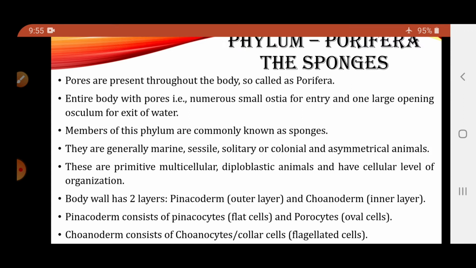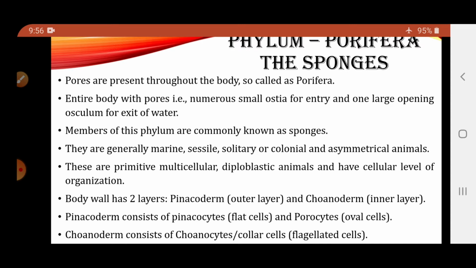Now, the outer layer, which is called pinacoderm, is made up of two types of cells. Some cells are flat, which are called pinacocytes, and some cells are oval, which are called porocytes. So, the outer layer is pinacoderm, which consists of two types of cells: flat cells called pinacocytes and oval cells called porocytes.